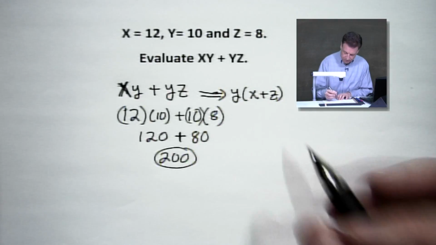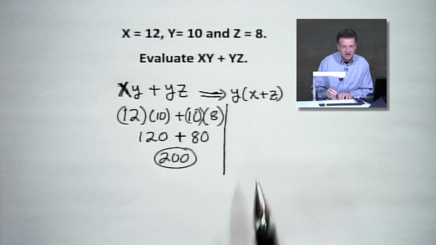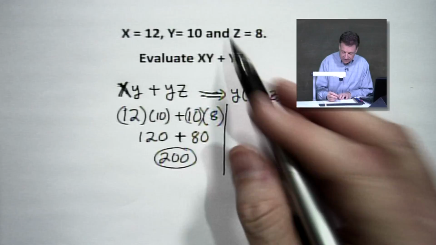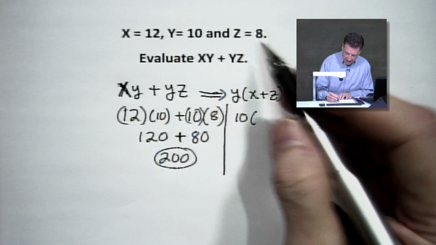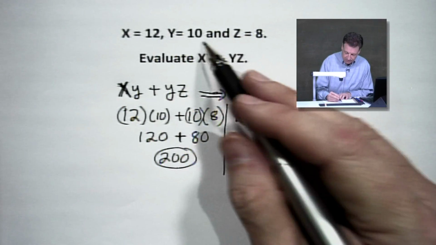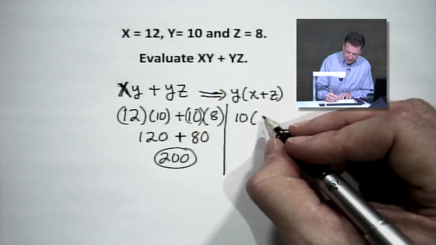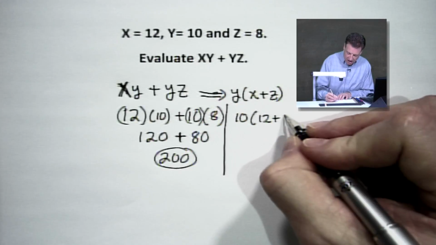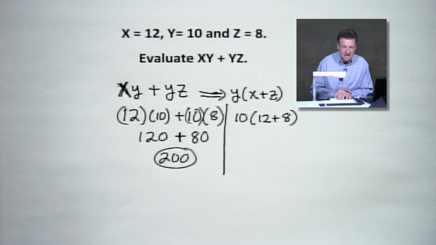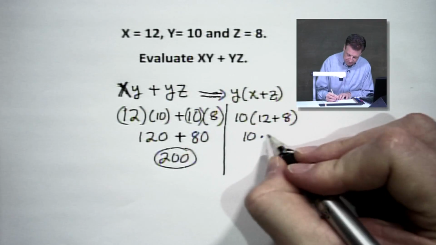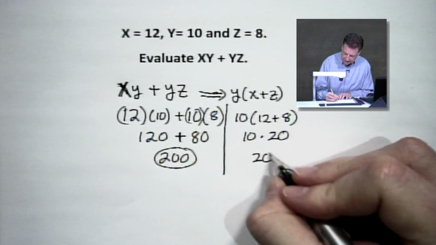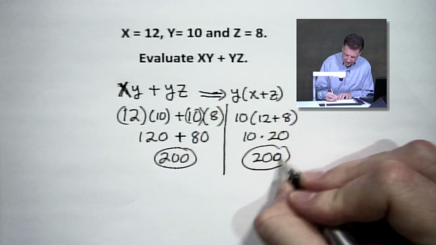Now that's another option here. I'm going to draw a line right down through here. We could also put in that 10 for y, and we could come along here and put in 12 plus 8 for our x and z. And you know what we've got? We've got 10 times 20. Hey, it has to come out to be the same if we're doing it correctly.